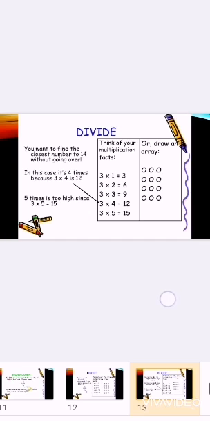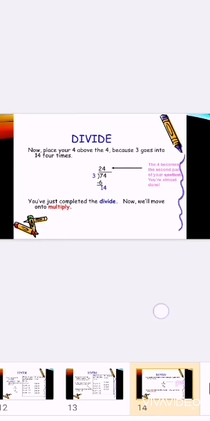In this case, it's 4 times because 3 times 4 is 12. 5 times is too high since 3 times 5 is 15. Now, place your 4 above the 4 because 3 goes into 14 4 times. The 4 becomes the second part of your quotient. You are almost done. You have just completed the divide. Now, we'll move on to multiply.